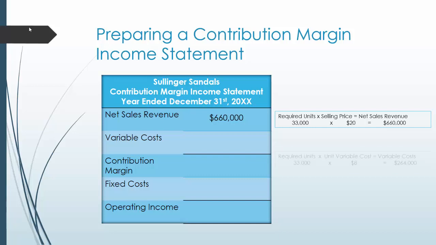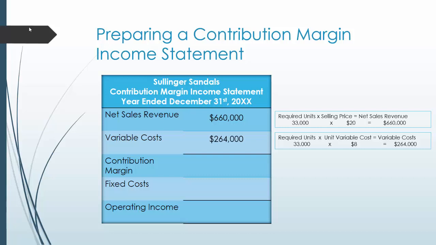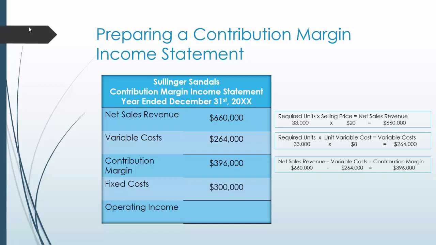Moving on to our variable costs. If we take our required units, those same 33,000 pairs of sandals, multiply it by the unit variable cost. The cost of production for each pair of sandals was $8. It means that Sullinger is going to incur $264,000 worth of variable costs if they're going to produce this level of sandals. Contribution margin is always sales revenue minus variable costs, so they're going to have a contribution margin of $396,000. Well, if they pay their $300,000 worth of fixed costs from that contribution margin, they are going to have operating income left over of $96,000, so our numbers all check out.